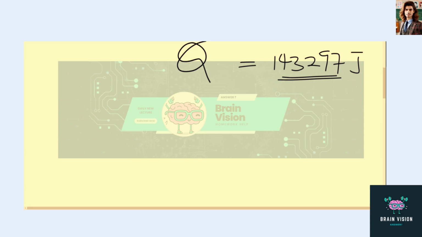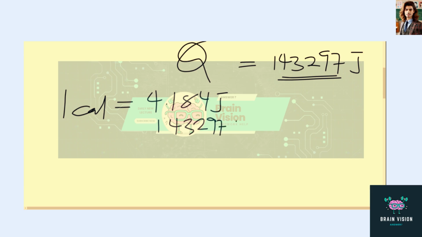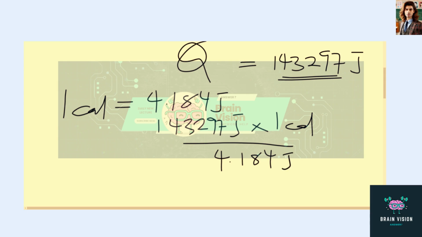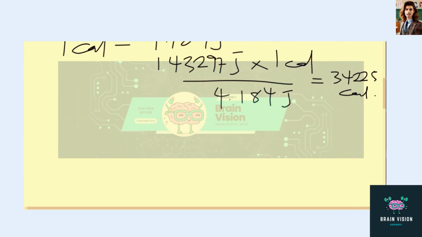Now, let's convert this energy to calories. 1 calorie is equivalent to 4.184 joules. So if we are considering 143,297 joules, what would that be? Divided by 4.184 joules per calorie. When we do that, this should give you about 34,225 calories. So writing it in terms of calories, this is the value.